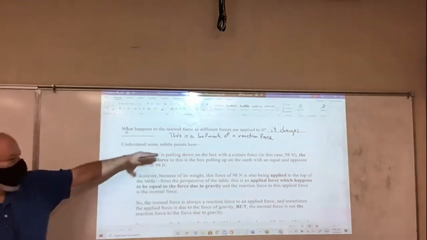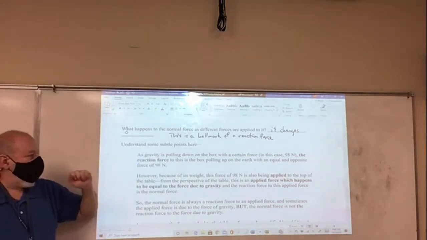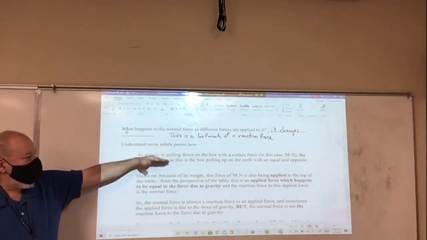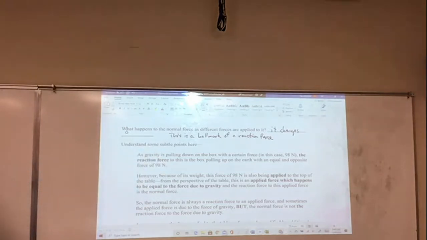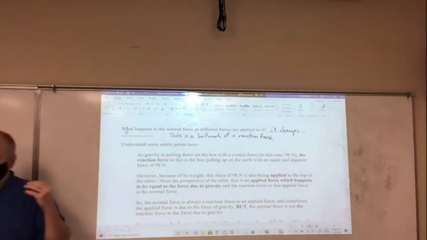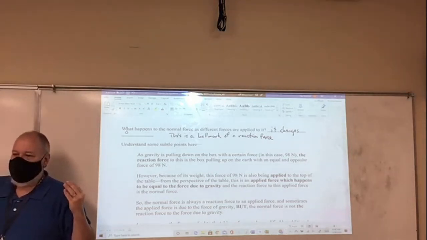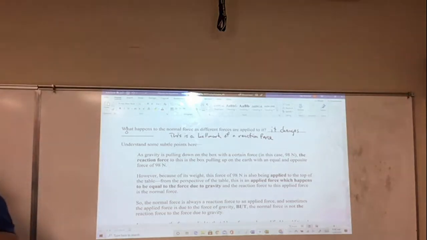But action-reaction forces are on the same objects. Okay? If I have gravity pulling down on a box, the box is pulling up on the Earth. What's the difference in that reaction force's ability to do something to the Earth compared to the box?